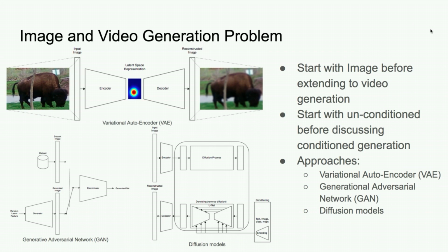There are a few approaches to solve the video generation problem. We will describe each individually and afterwards compare them. In addition, we first simplify to the image generation problem before extending it to video generation in episode 2. Also, on all approaches, we discuss the unconditioned version prior to the conditioned generation.